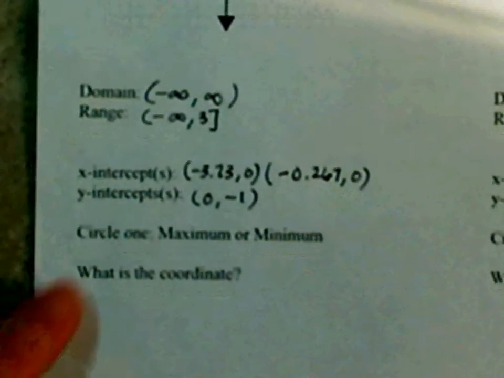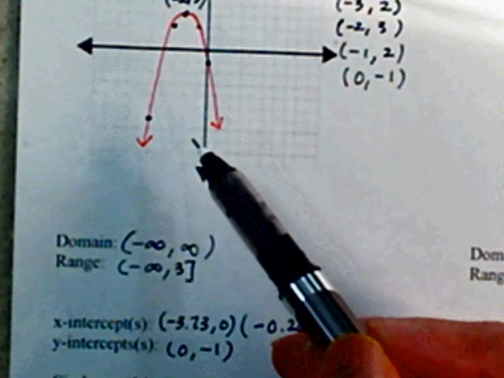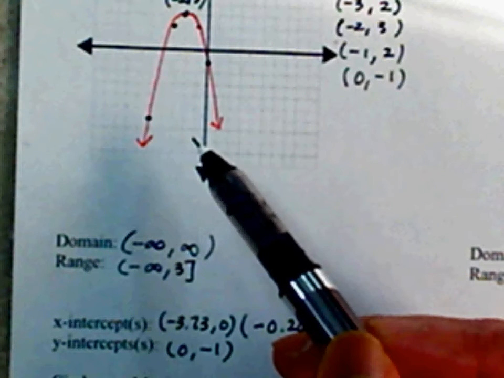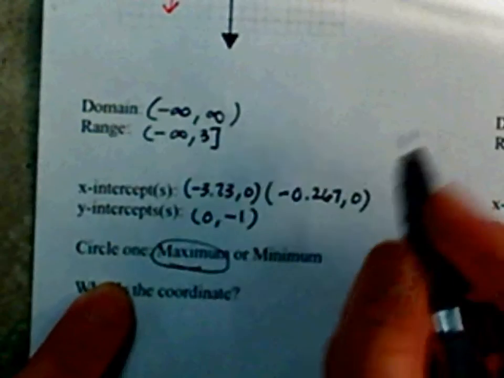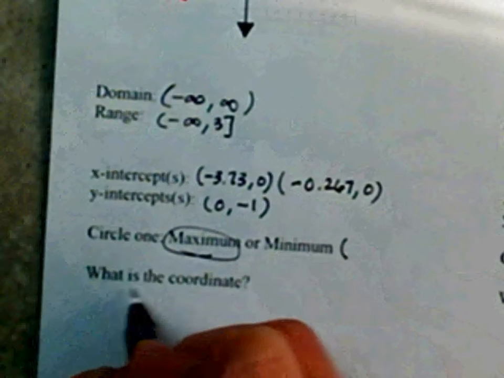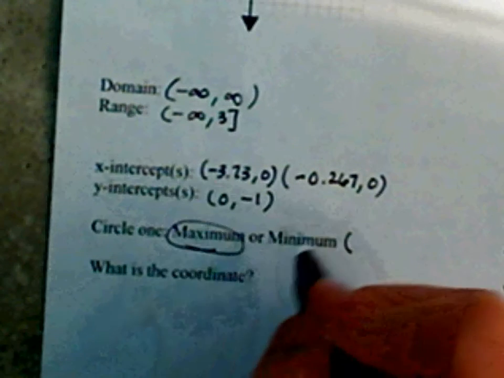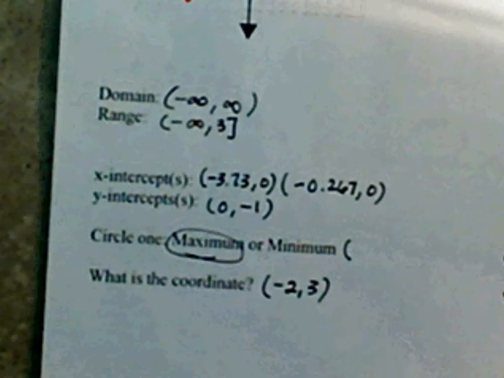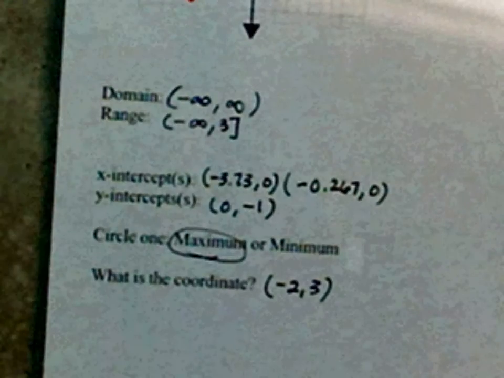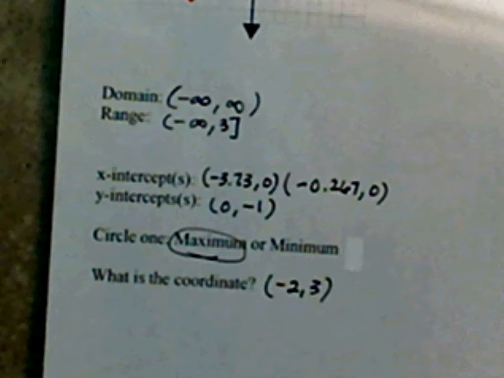All right, let's take a look. Look at this graph. Does this one have a maximum or a minimum? Maximum. See how it's the high? So it's a maximum. What is that point? What is the coordinate of the maximum? It is negative 2, comma 3. Okay, you guys good? Okay, let's go to number 2.